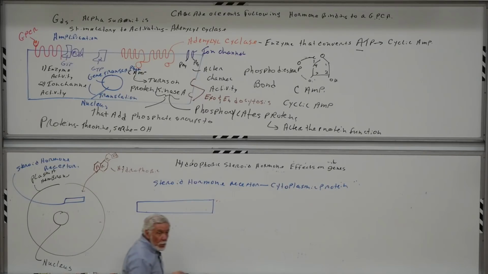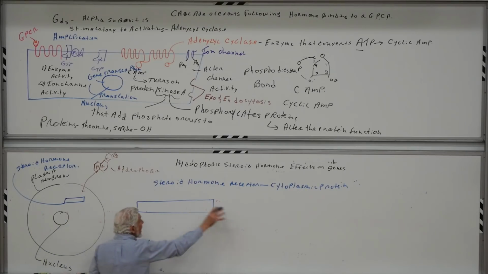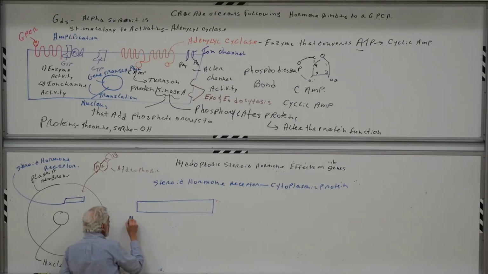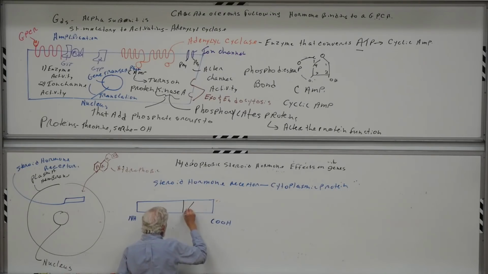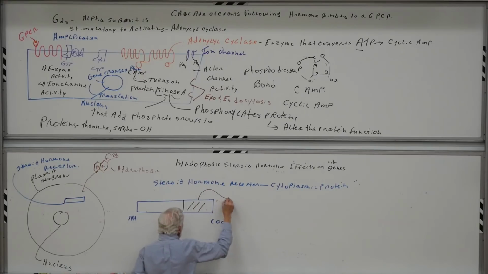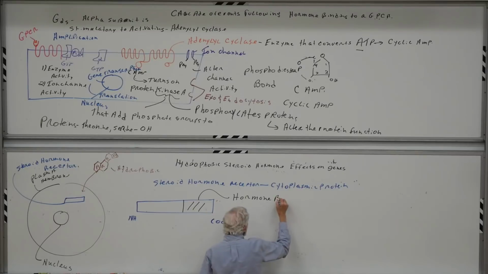Of course, as a cytoplasmic protein, you should immediately think that it's going to be synthesized on free ribosomes. If we lay this thing out, as with all proteins, there's an amino end and a carboxy end. Toward the carboxy end of the molecule, down here, is a region of the protein known as the hormone binding domain.